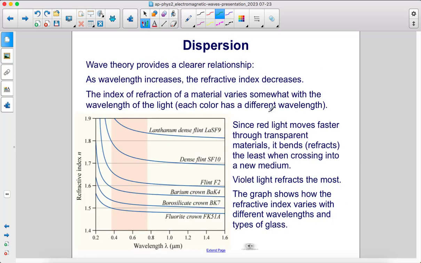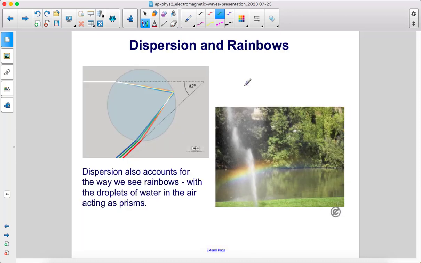Wave theory provides a clearer relationship. As wavelength increases, so the light gets redder, the refractive index decreases. The index of refraction of a material varies somewhat with the wavelength of the light. Each color has a different wavelength. Since red light moves faster through transparent materials, it bends or refracts the least when crossing into a new medium. Violet light refracts the most. The graph shows how the refractive index varies with different wavelengths and types of glass. Dispersion also accounts for the way we see rainbows, with the droplets of water in the air acting as prisms.